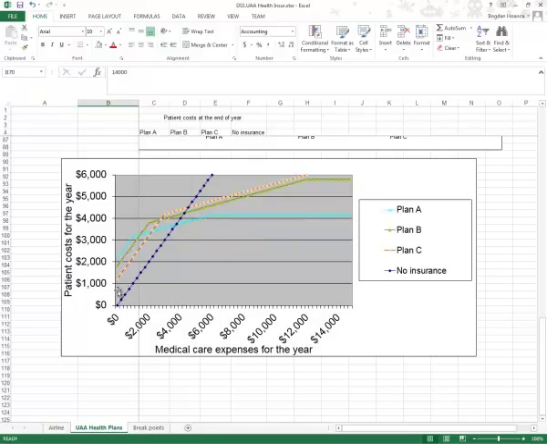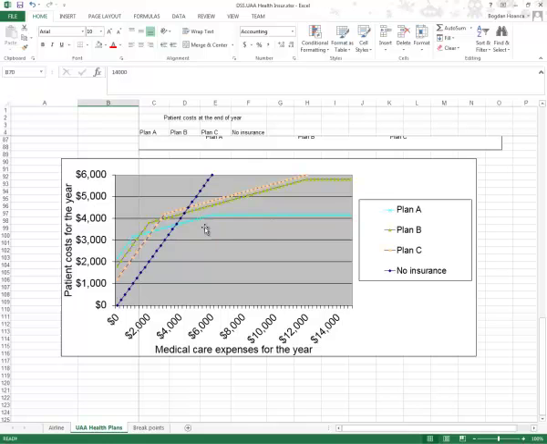Now, if you notice, depending on how much the medical care expenses are, in this area here, Plan C is the best. In this area here, Plan A is the best, comparing among the health insurance plans, and realizing that as a patient, you probably want to have the lowest out-of-pocket expense. So what in question 9 I'm asking you to consider is looking at the plan that is always the lowest cost among the 3 plans. And you can see in this case, it's Plan C here and Plan A here. Plan B is never the lowest cost plan.